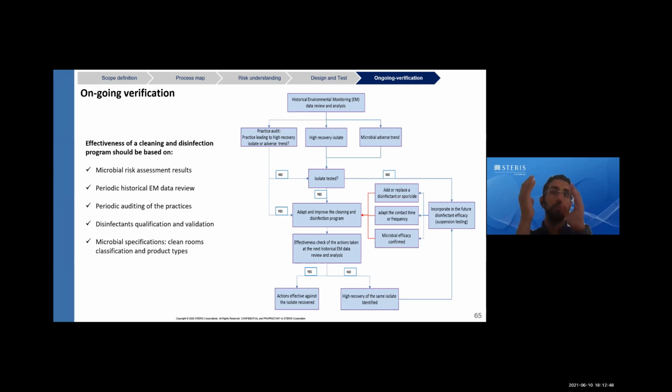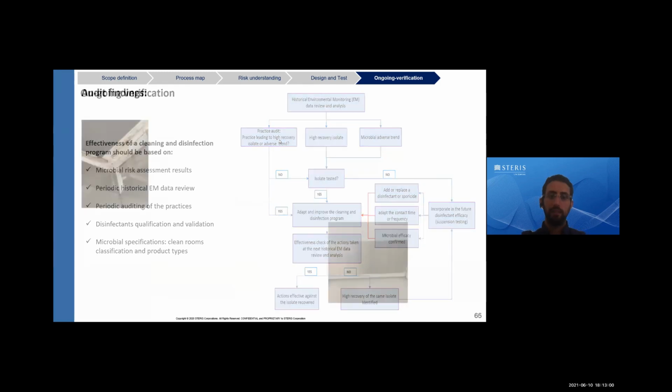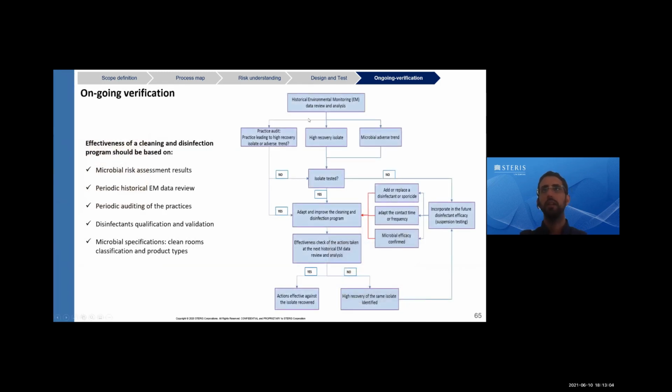So you want to make sure first to look at that through periodic audit, housekeeping, whatever you call it in your facility. But the goal is to try to understand if there is any data that may alter my analysis of this. So you clean the data, let's say like that. And then you will look into your EM, of course, for high recovery or microbial adverse trend, okay?